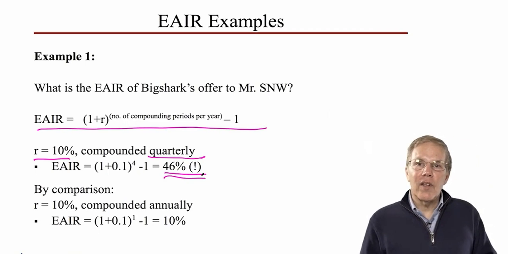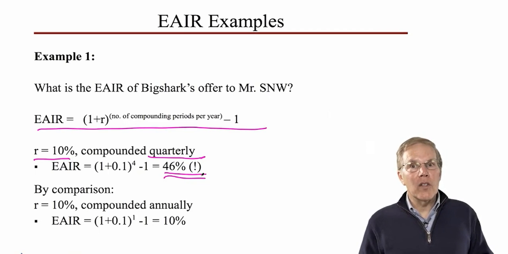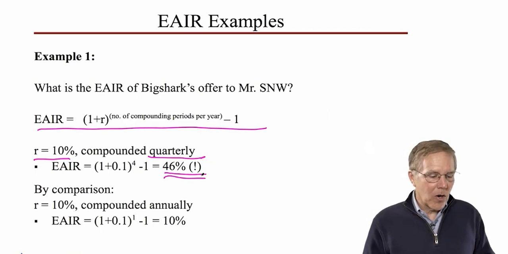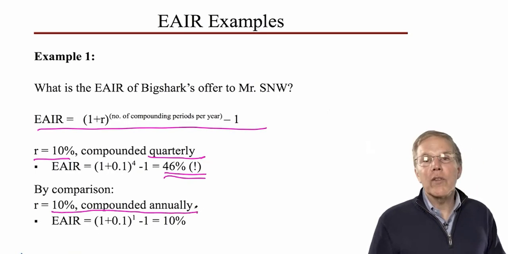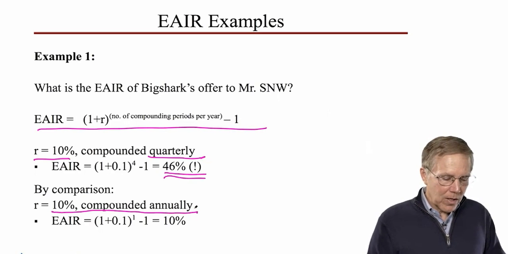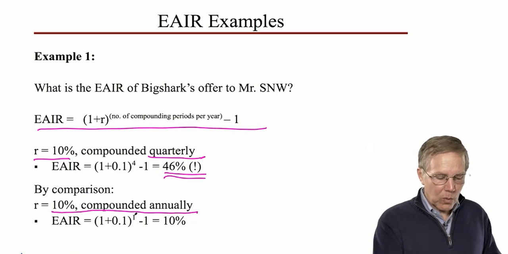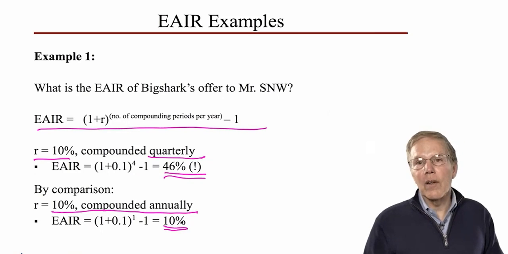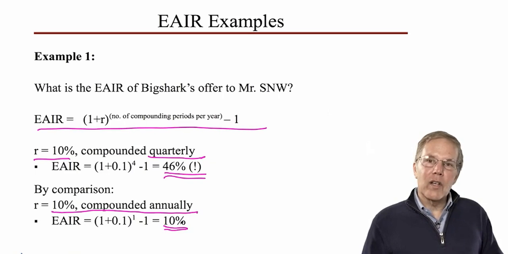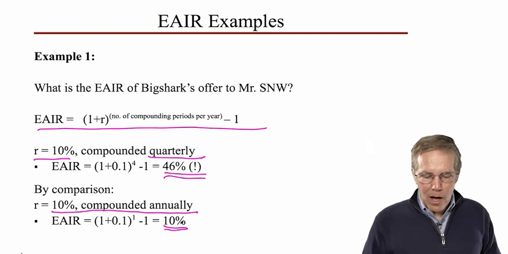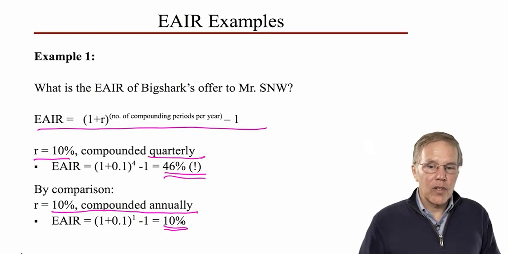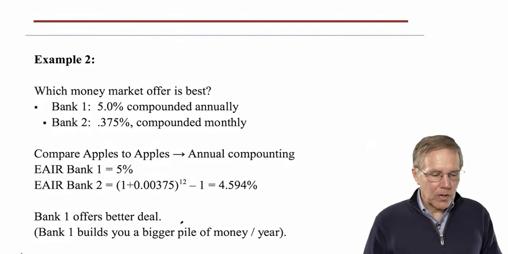So by comparison, a more normal and legal lender in the United States might have offered Mr. Small Net Worth something like this: 10% compounded annually. What's the equivalent annual interest rate of that? Well, it's of course 1 plus 10% raised to the 1 yearly compounding period in a year, minus 1, equals 10%. So this is a good way to understand what interest rates are in a time frame that we're all used to. And it's very necessary to compare projects under some circumstances.